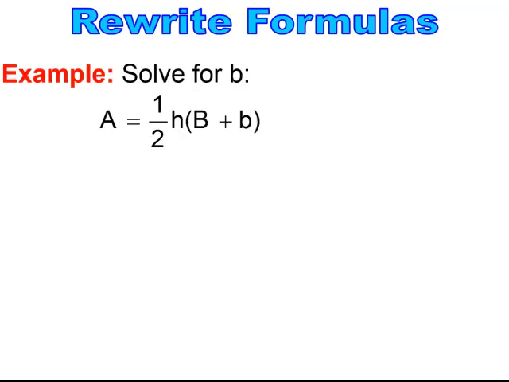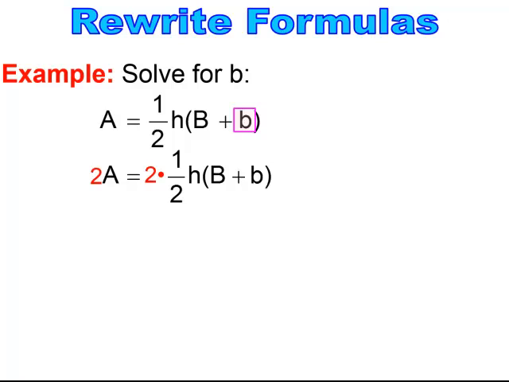So this next example, we're solving for lowercase b, and it's a multi-step example. So I want to solve for lowercase b, and it's inside the parentheses. So the first thing I want to do is remove everything from the outside of the parentheses. So I'm going to first work with that fraction, and to remove that fraction, I'm going to multiply everything by the reciprocal. So for 1/2, the reciprocal would be 2 over 1, which is simply 2.